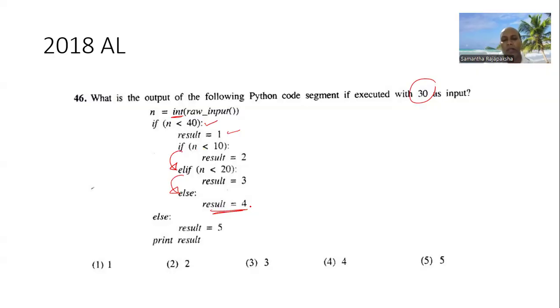So then the output is, this condition, the first condition is true, therefore result is 4. So the answer is print result. That is 4. Answer is 4. That's how we can decide the answer.